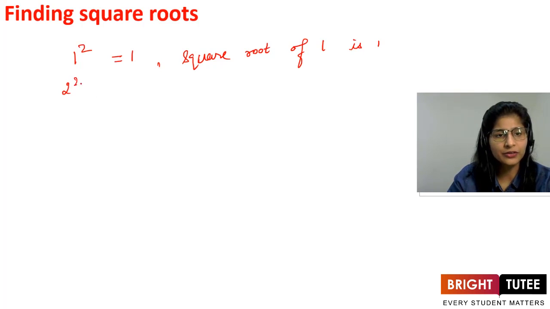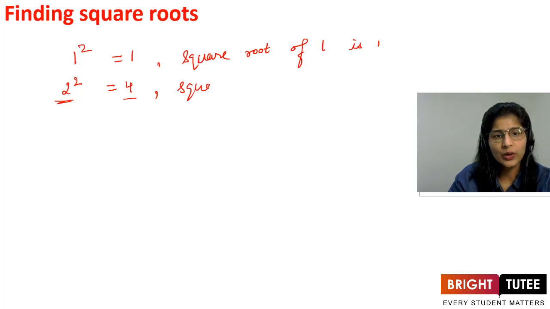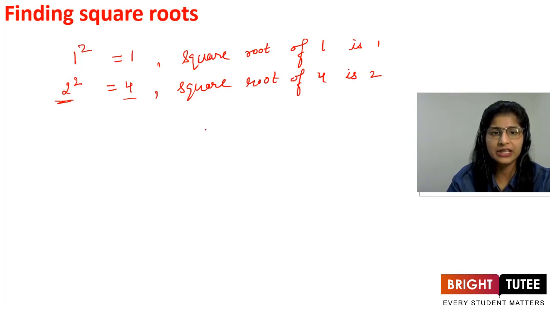Then square of 2 is equal to 4. Now 4 is a square of which number? 2. So we read it like this: square of 2 is 4 and square root of 4 is 2. So we will write square root of 4 is 2. Are you understanding? There is an inverse relationship.